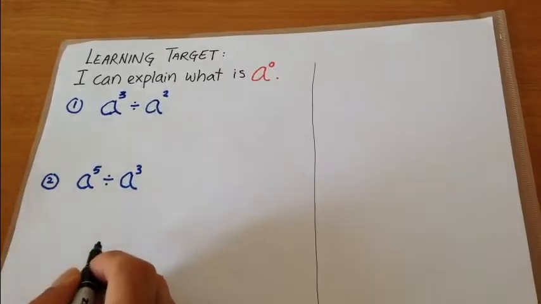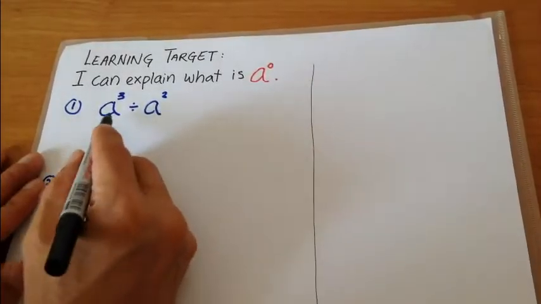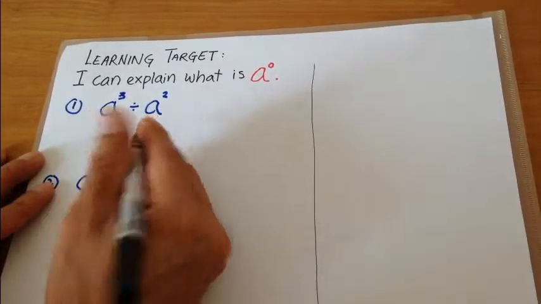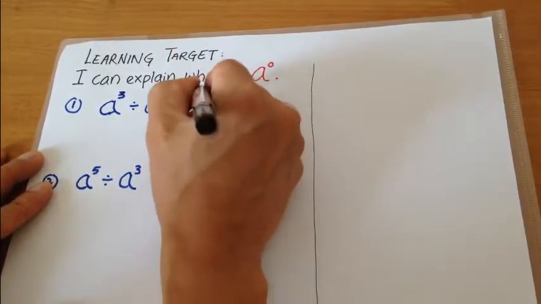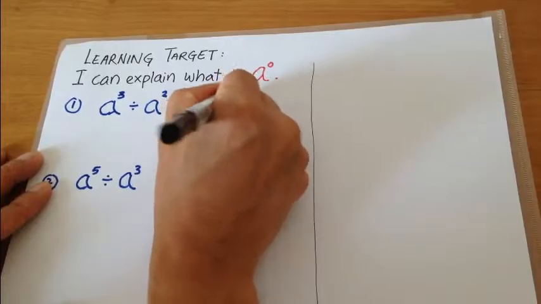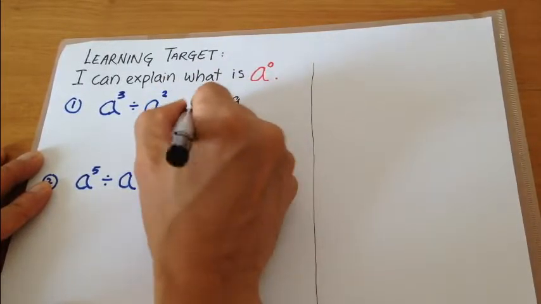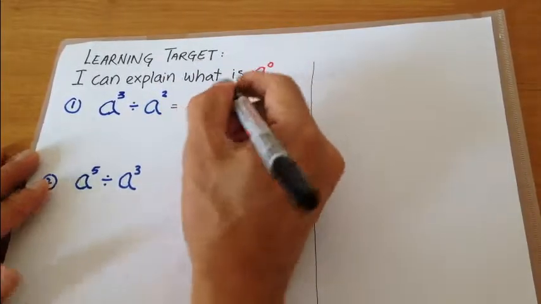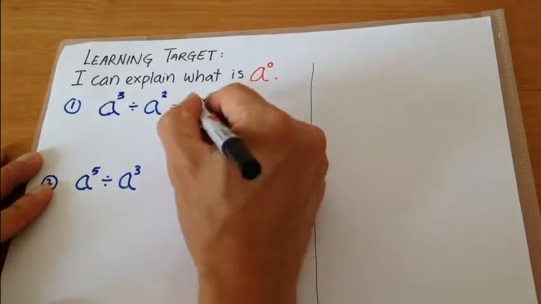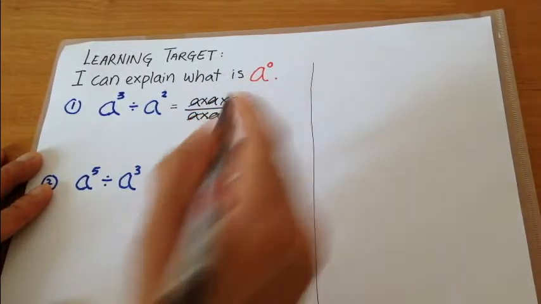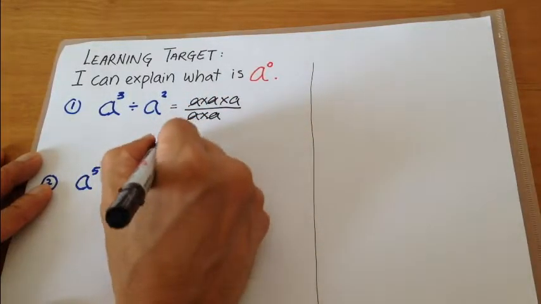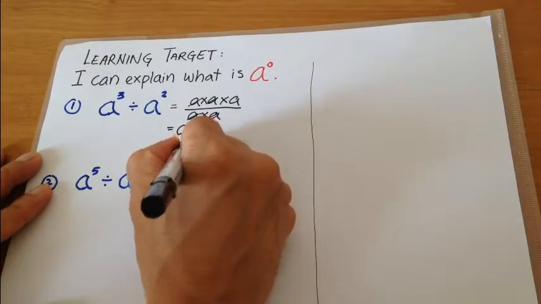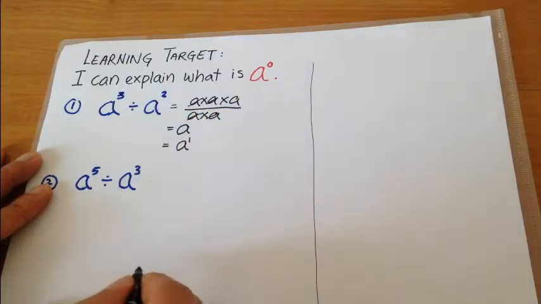Alright, welcome back. So what does a to the power of 3 divided by a squared mean? Well, I can just do the obvious, that is a to the power of 3 is a times a times a, divided by a times a. And if you do cancellation, then you see that the answer is just a. And observe, this is the same as a to the power of 1.